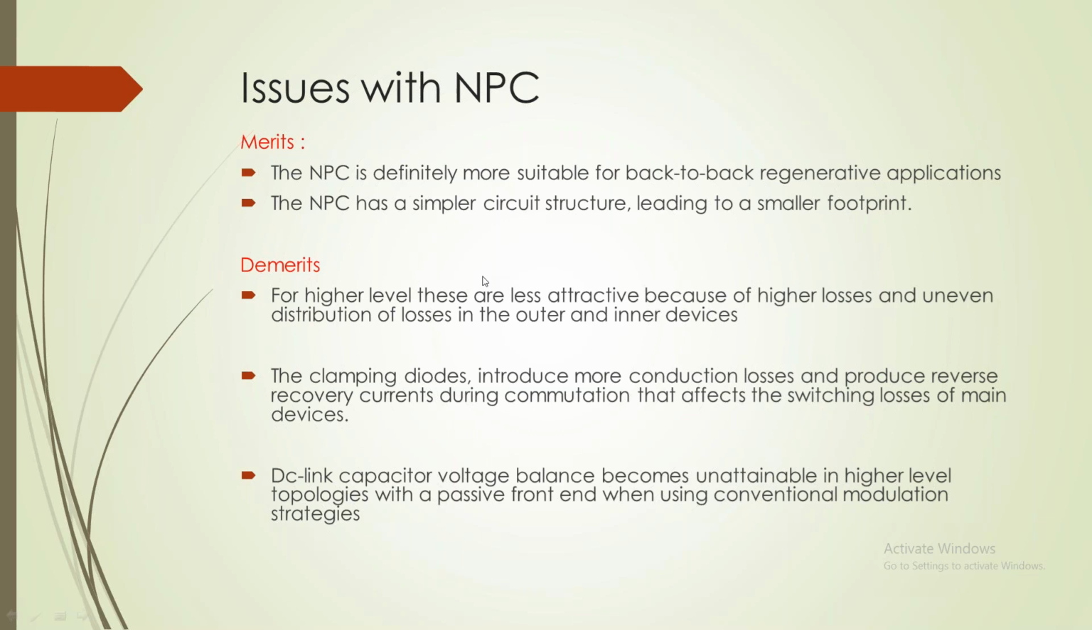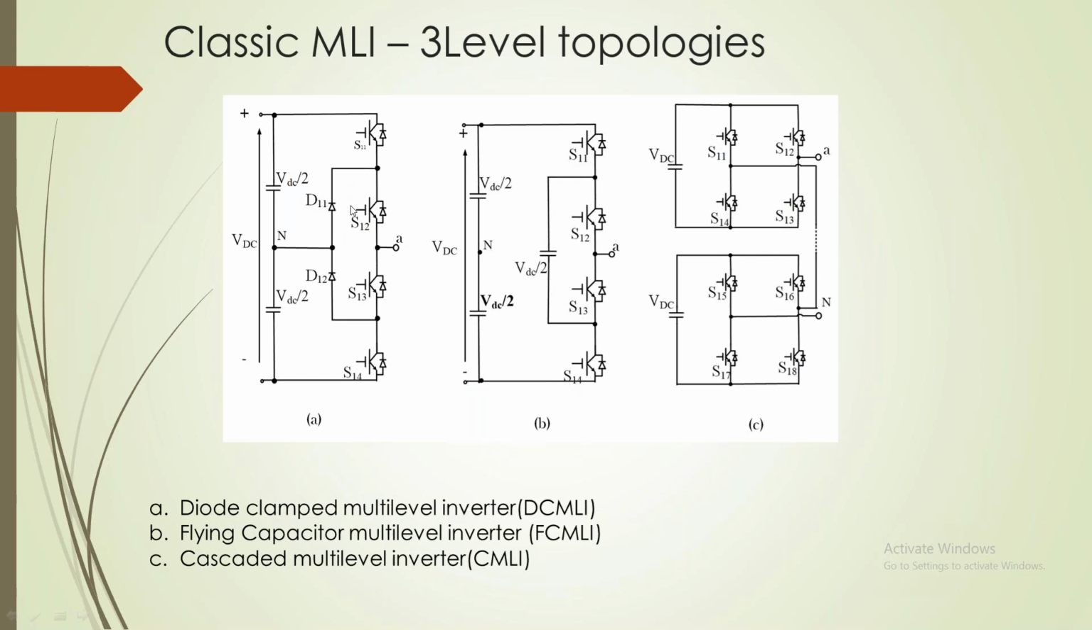Next, the clamping diodes introduce more conduction losses. Now, what are clamping diodes? We have seen, right? Now, what is the problem with diodes? Remember, there is something called reverse recovery current in a diode. Whenever the diode is turning off, apart from the load current, an extra peak is added because of the reverse recovery current of the diode. So that extra peak is going to create more conduction losses and also more switching losses. So that is the problem with this diode clamp multilevel inverter.